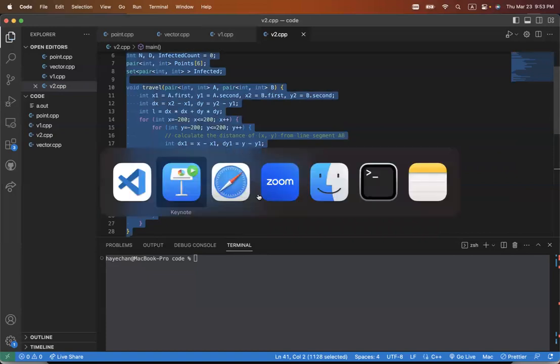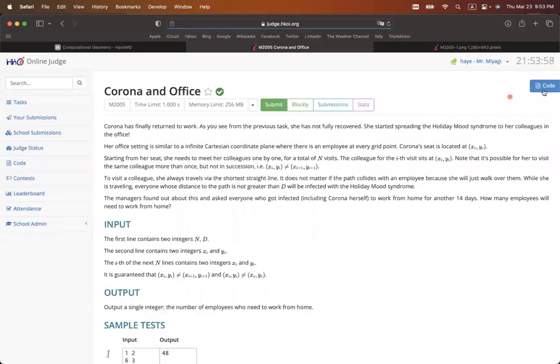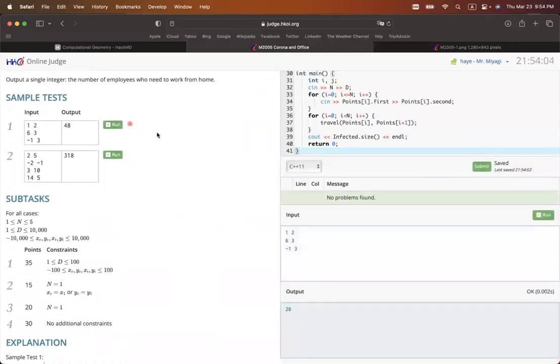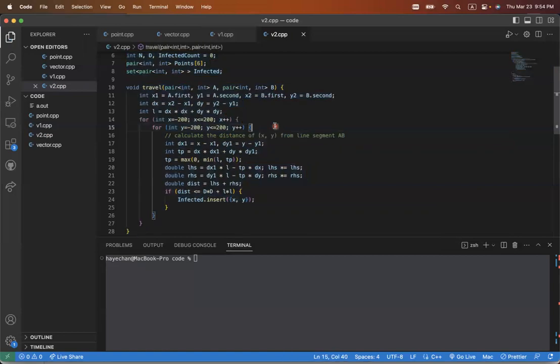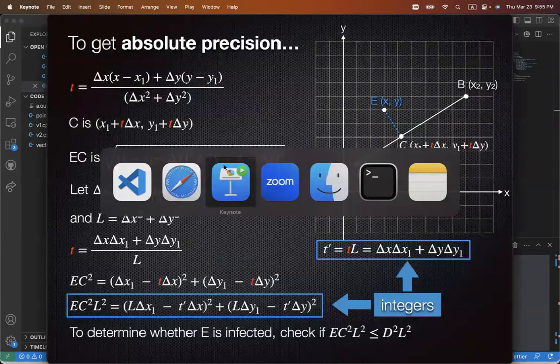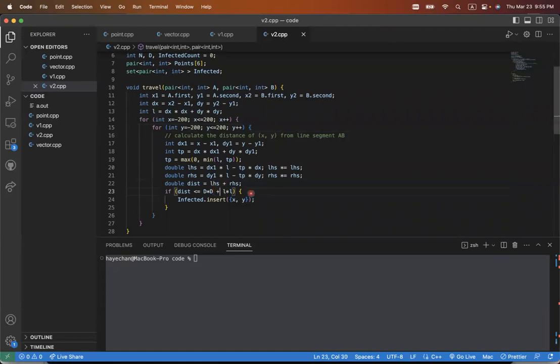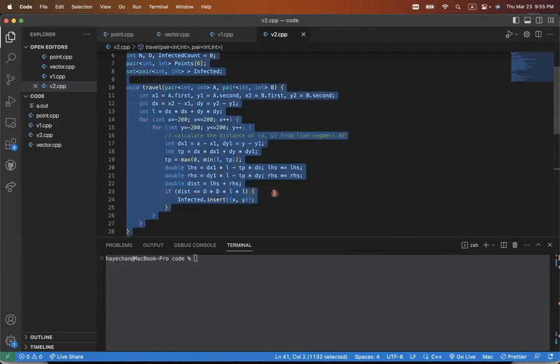And I'm curious if this would pass subtask 1, 2. A lot of times we just make careless mistakes and then we'll do some debugging. Okay, so we did make some careless mistakes. What would that be? And dx. Okay, so let's look at the formula. You're supposed to check EC squared times L squared is less than or equal to D squared L squared. Oh, okay. So I think here I'm just carelessly putting a plus sign instead of the multiply sign.